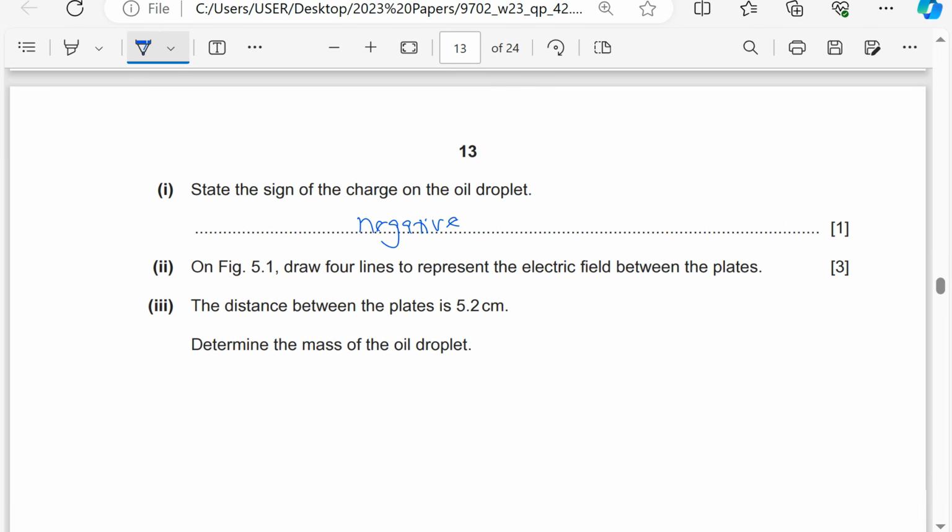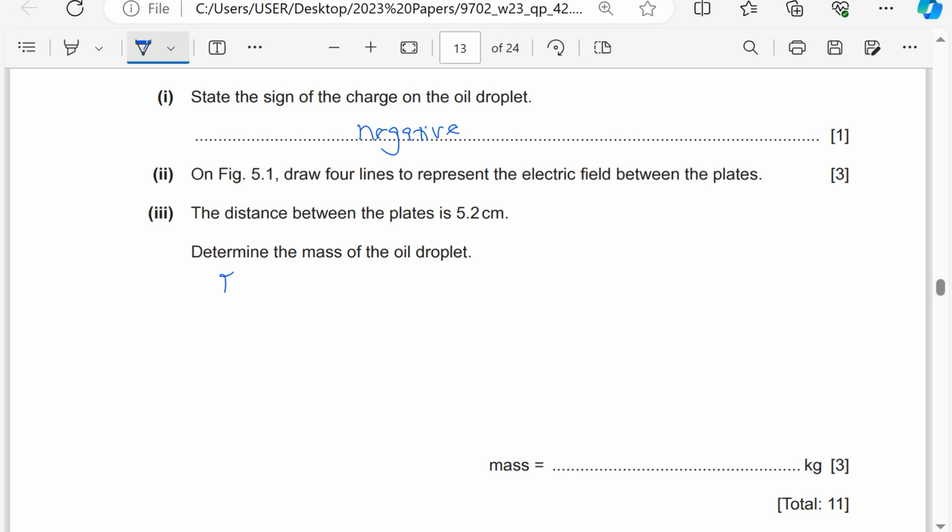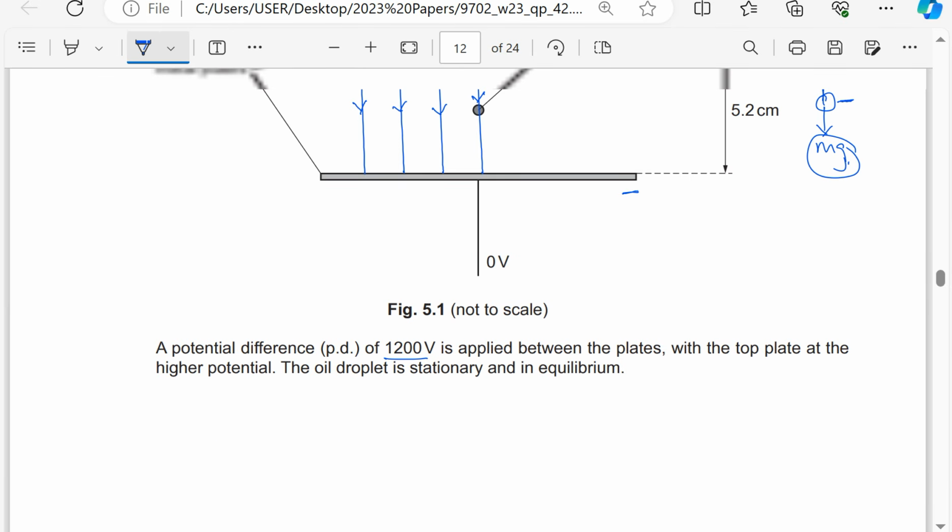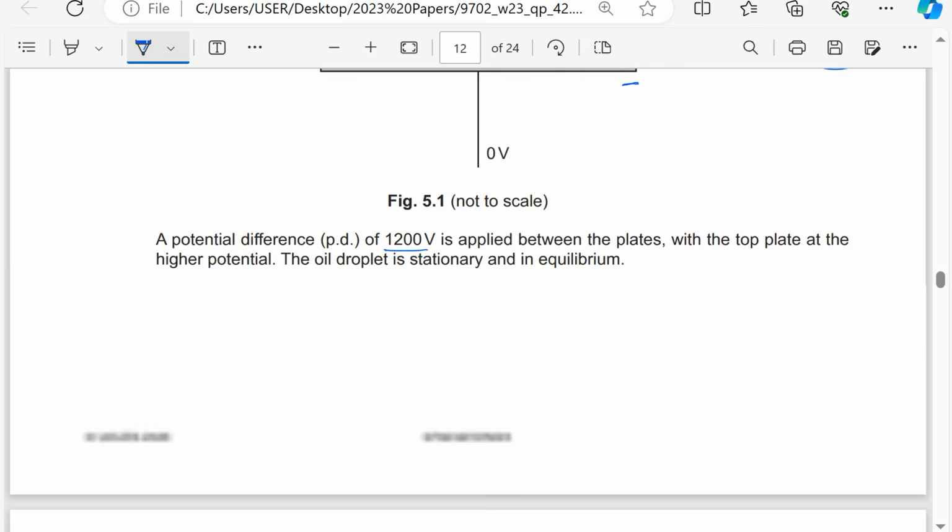Then the distance between the plates is 5.2 centimeters. Determine the mass of the oil drop. So of course, the electric force is balancing with the weight. So the force due to gravity is balancing with the force due to the electric field. I'll say mg is equal to the force due to the electric field, given by charge times the electric field strength. We don't know the electric field strength, but we know that E is also equal to V over D, where D is the distance between the two plates, 5.2 centimeters. Potential difference is 1,200 volts.